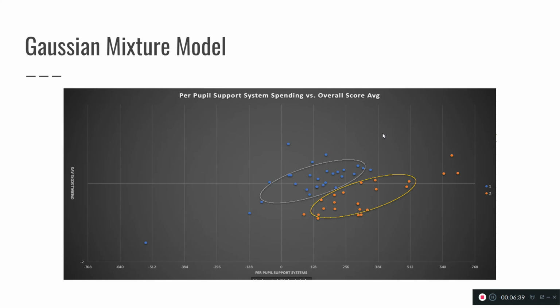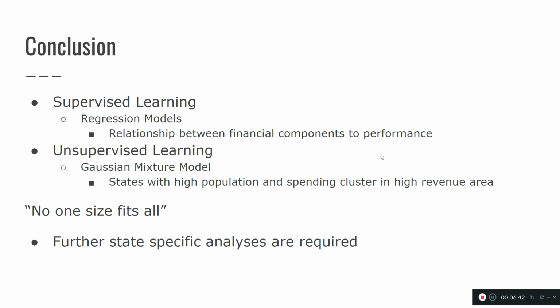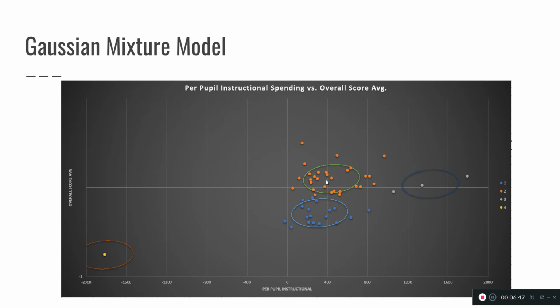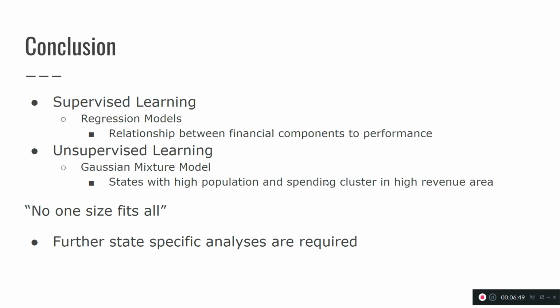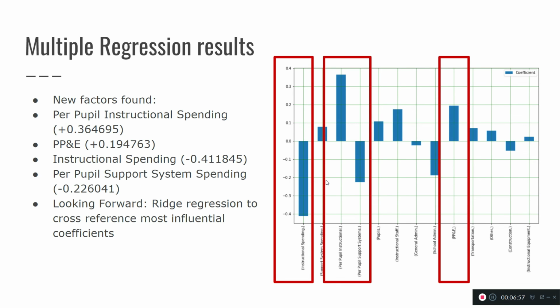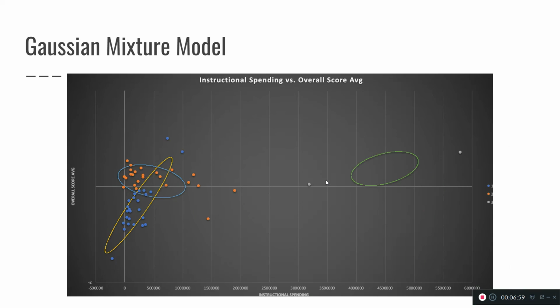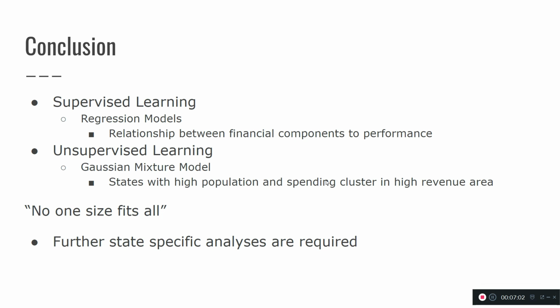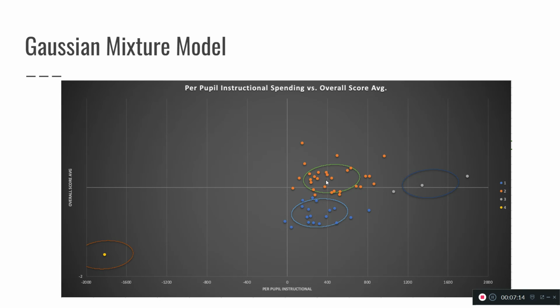And then later, we saw in the Gaussian mixture model that states with a high population and spending cluster together, right? And so what we can conclude from this, beyond the previous conclusion, which is these important things that people should be looking at when they invest, is that there is no one-size-fits-all model. And in fact, an interesting follow-up would be a further state-specific analysis where we take out the size of the state effect and look at that.